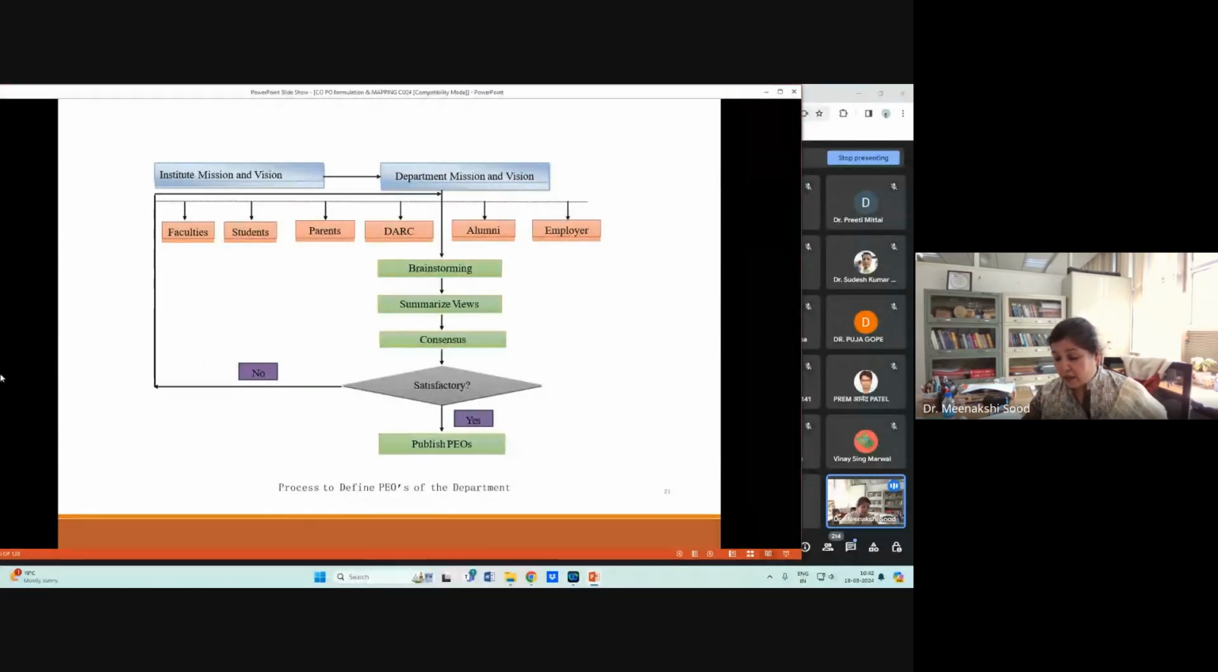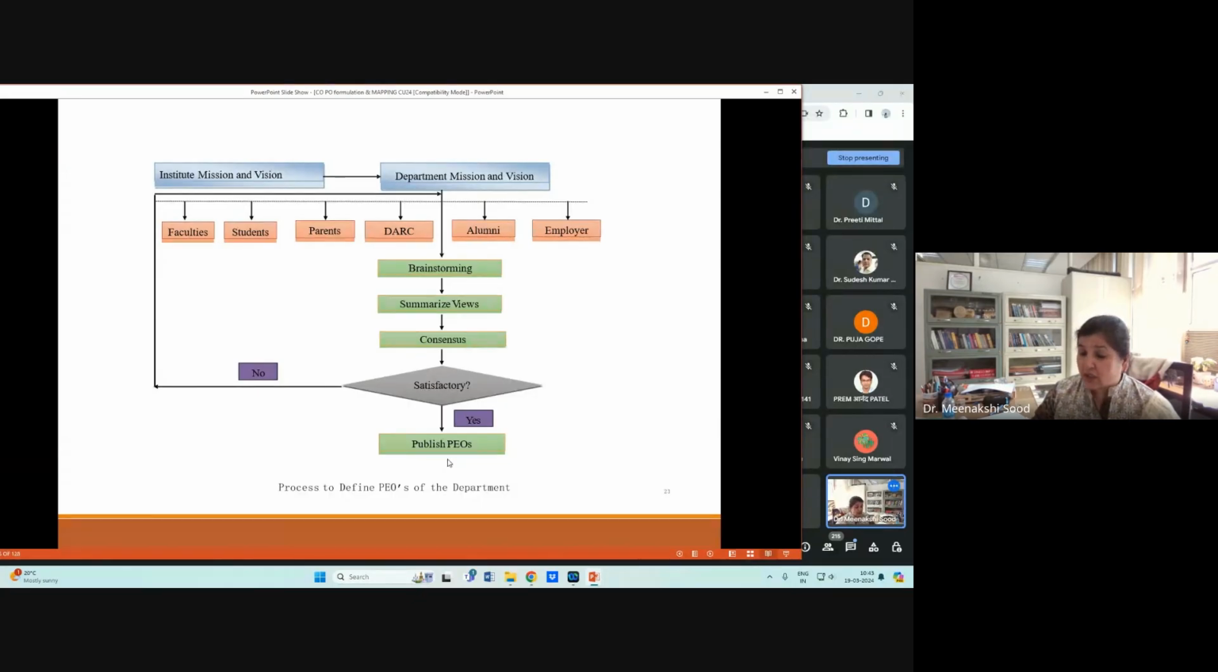Okay, and a proper committee should be there. Proper sessions should be conducted, keeping in mind the institute mission and vision, the department vision and mission, and taking the inputs of all the stakeholders, doing the SWOT analysis of the department, and then coming to a consensus by each one of those who are involved. And if there is a consensus and it is satisfactory, then the POs should be finalized.